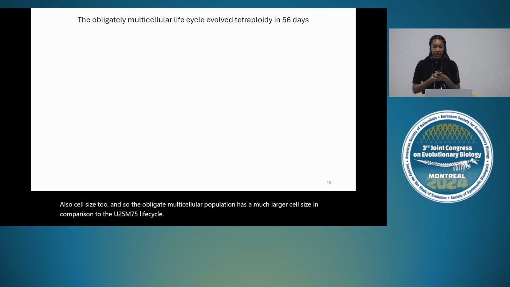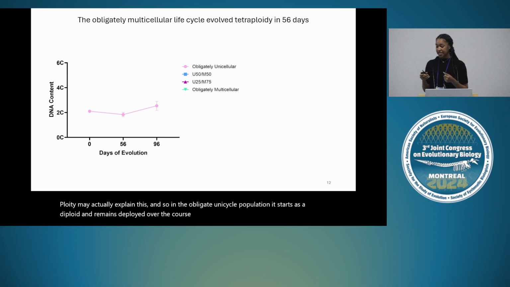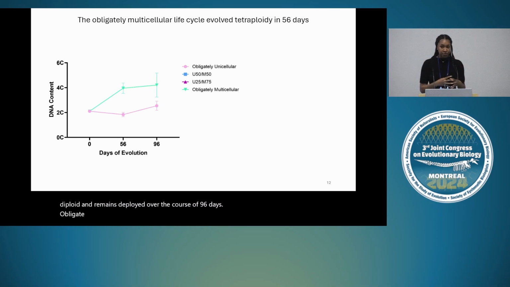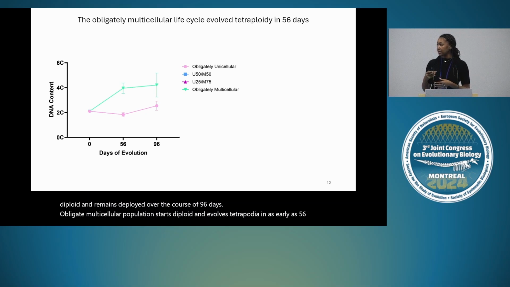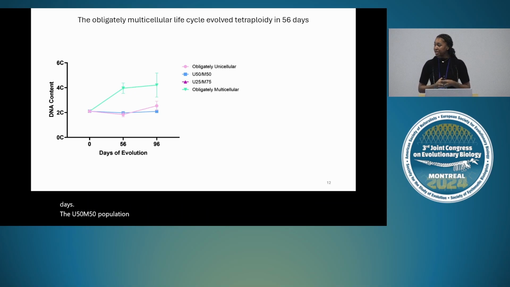Now, ploidy may actually explain this. And so the obligate unicellular population starts as a diploid and remains diploid over the course of 96 days. The obligate multicellular population starts diploid and evolves tetraploidy in as early as 56 days. The U50-M50 population remains diploid, but what about the U25-M75 population?